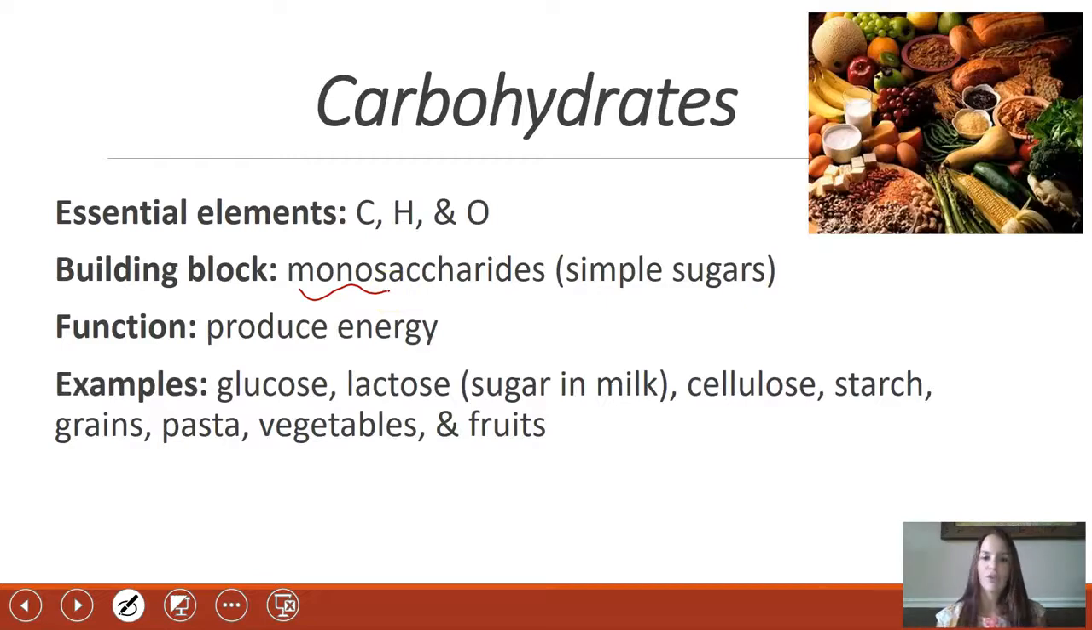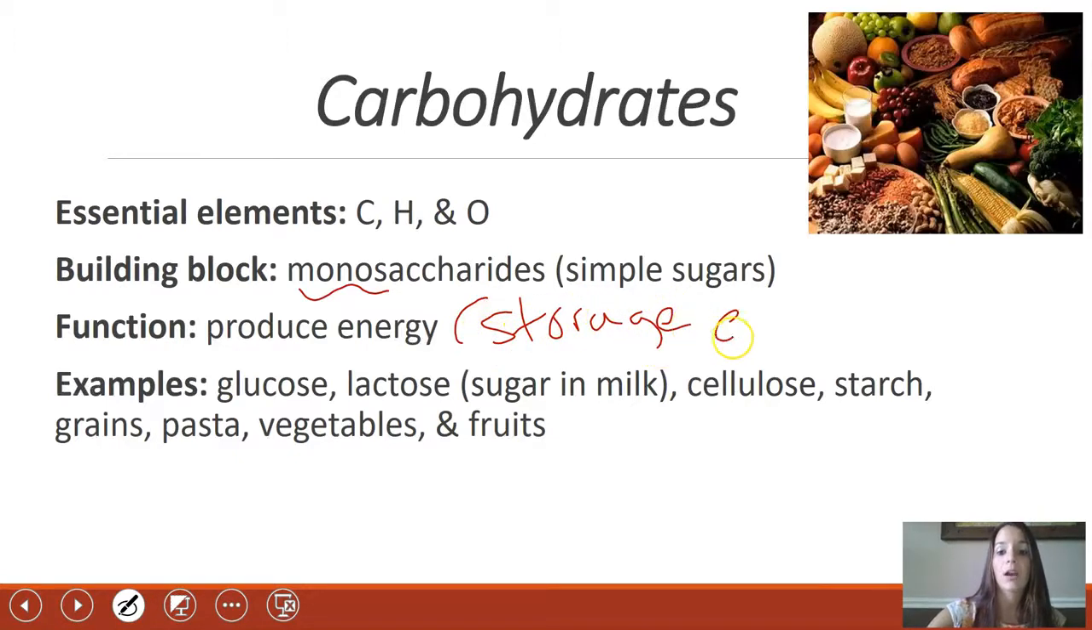The function of carbohydrates in general is to produce energy. They can also be used for storage of energy, especially if they're complex carbs. If you're a swimmer or a racer, you know about carb loading. You eat complex carbs and your body stores them for energy in the future, like during a race.